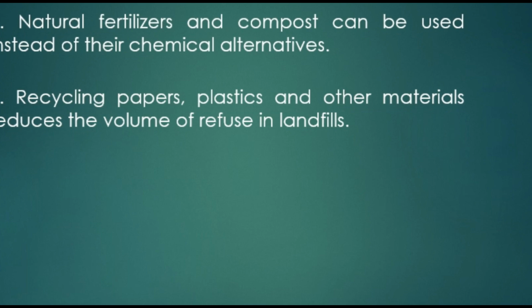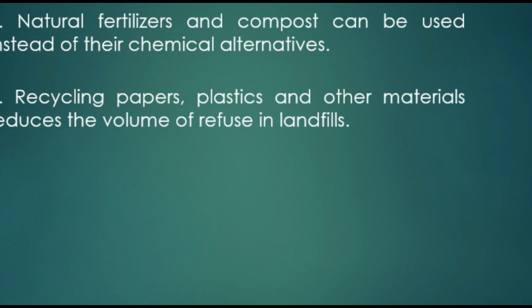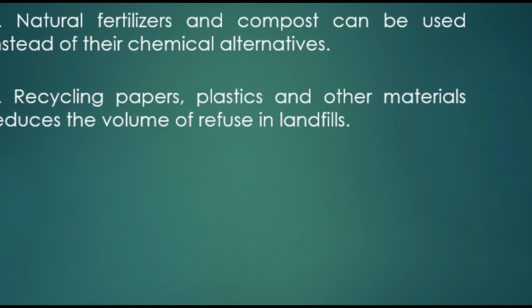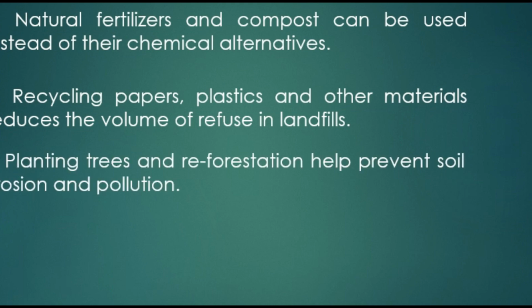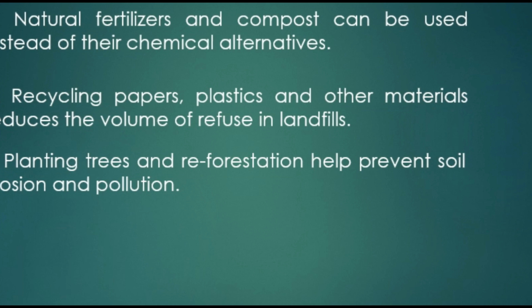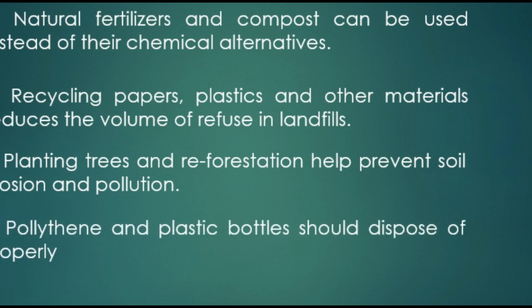Recycling papers, plastics and other materials reduces the volume of refuges in landfills. When we use paper and other boxes and plastics and polythenes for recycling, we make new things with these polythenes and packs. The amount of garbage in the landfills reduces. এটা ময়লার পরিমাণ কমিয়ে দেয় যখন আমরা কোনো একটা জিনিস পুনরায় ব্যবহার করি, অন্য কিছুতে রূপান্তর করে। Planting trees and reforestation help prevent soil erosion and pollution. গাছপালা সয়েল এরোশন ভূমিক্ষয় অ্যান্ড পলিউশন দূষণ রোধ করে.